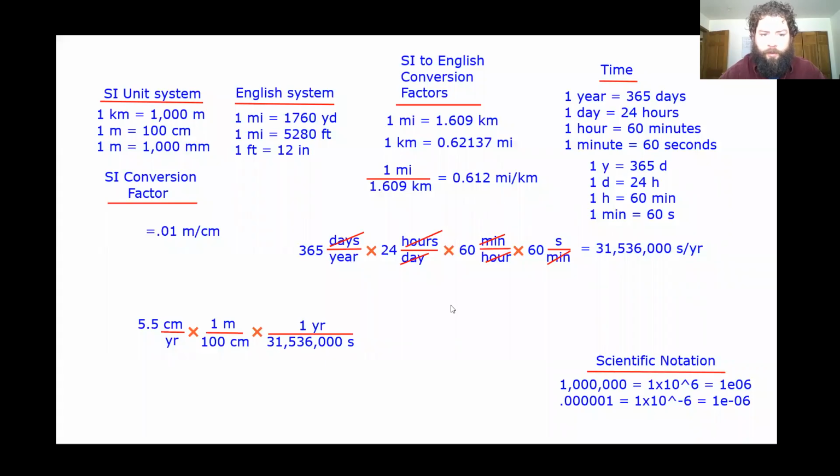Okay, so I have the equation down here. We have 5.5 centimeters per year. That's the velocity. And we're going to want to change that to meters per second.